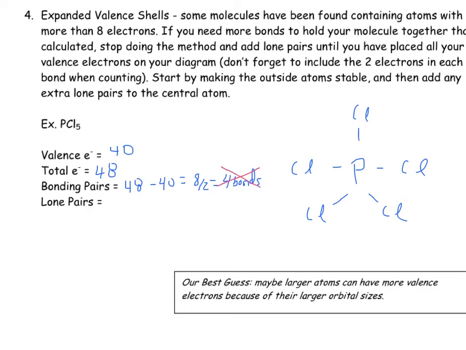At this point, I stop doing my method, and I add lone pairs to my diagram until I've placed all 40 valence electrons. Now, a common mistake people make is they forget that we've already placed 10 electrons in the bonds. What you do is you start adding lone pairs, making the outside atoms stable, and then add any extras that you have on the middle atom. Because each chlorine only has a single bond, it will need 3 lone pairs in order to be stable.